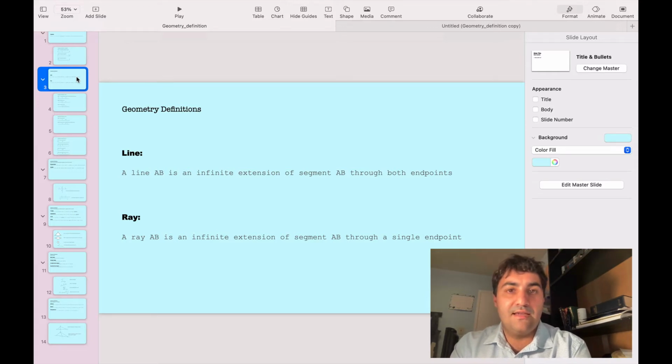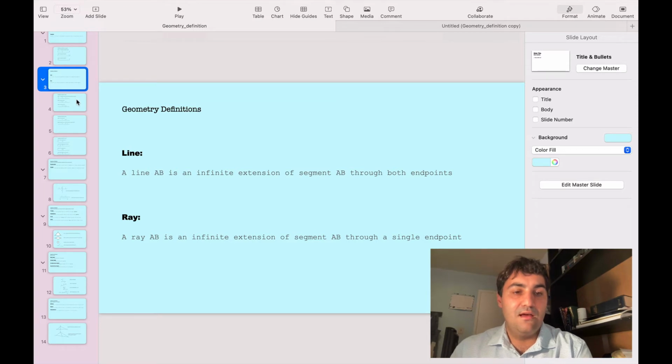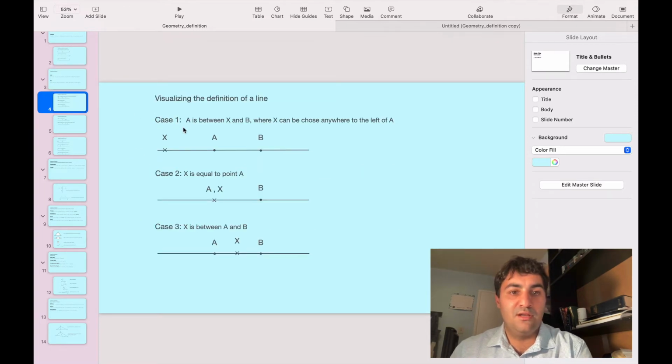A line is an infinite extension of a segment through both endpoints. And a ray is an infinite extension of a segment through a single endpoint. When we think of an extension, you just have to remember that an extension is like pulling out a line farther than its endpoint. So this will make sense when I look at a diagram.